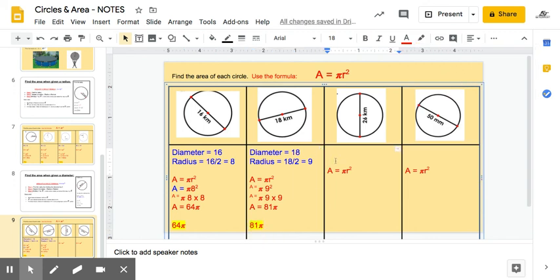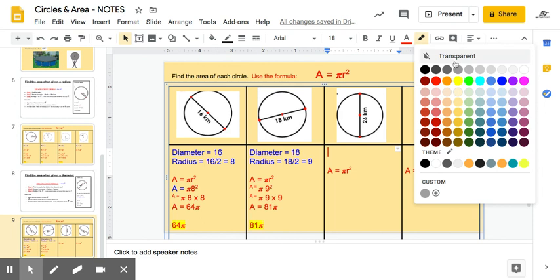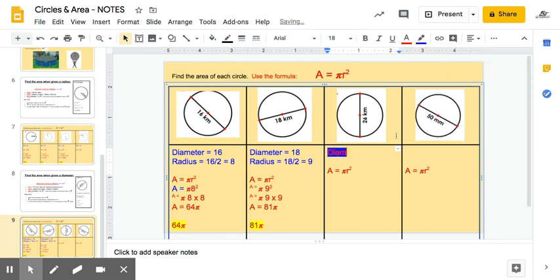Okay, we'll do one more. Again, I gave you a circle with a diameter. That diameter is equal to 26. We've got to find the radius. Well, the radius is half the length of the diameter, so I have to take 26 and divide it by 2. 26 divided by 2 is 13.